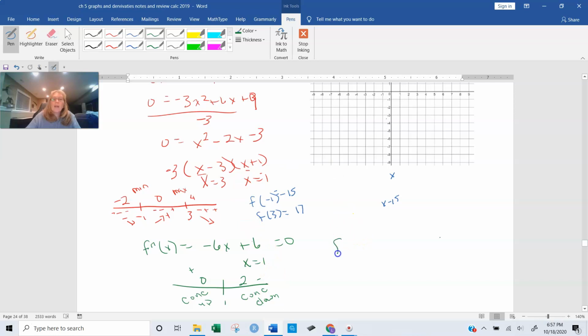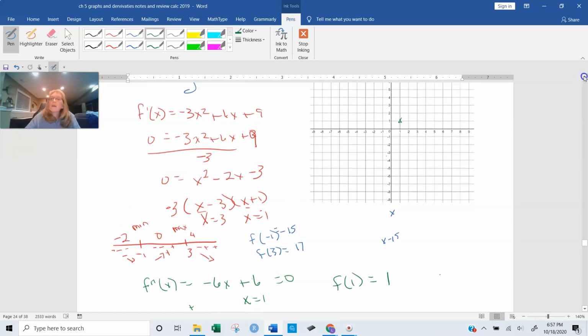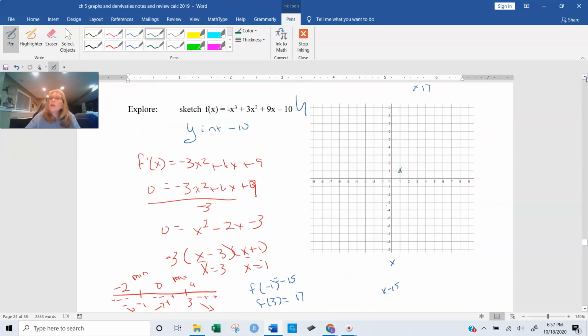Now I still got to find f of 1 to figure out what that point is. Again, using your table mode in your calculator, you get 1. So we're going to go to 1, 1. That is my inflection point.